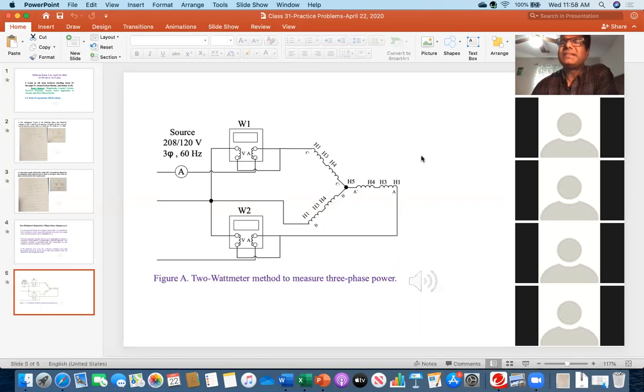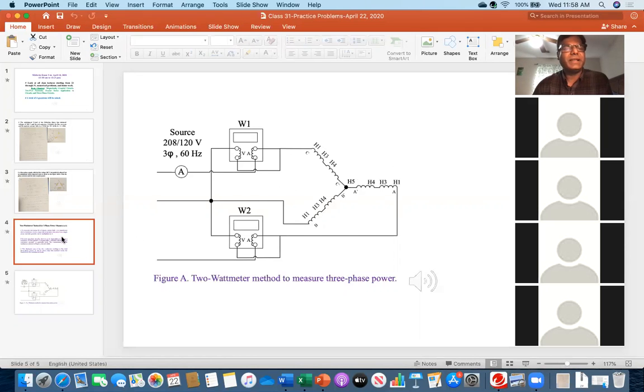Everybody understands? Yes. Okay. So just simply remember that 2 wattmeters measure 3 phase power. That is the interesting point.